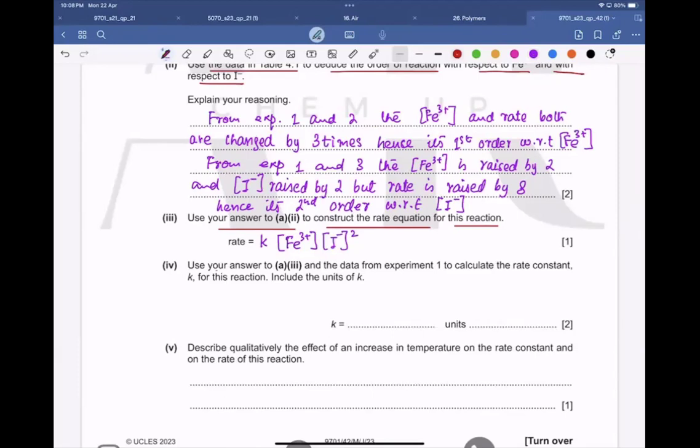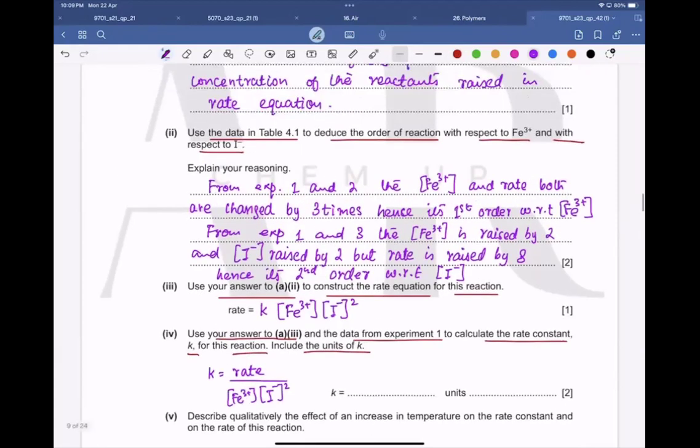Now, use your answer to A3 and the data from experiment 1 to calculate the rate constant k for this reaction and include units. So the equation for k is equal to rate over the concentration of iron(III) times the concentration of iodide squared. So if I put in the values from experiment 1, they have told you to do it from experiment 1.